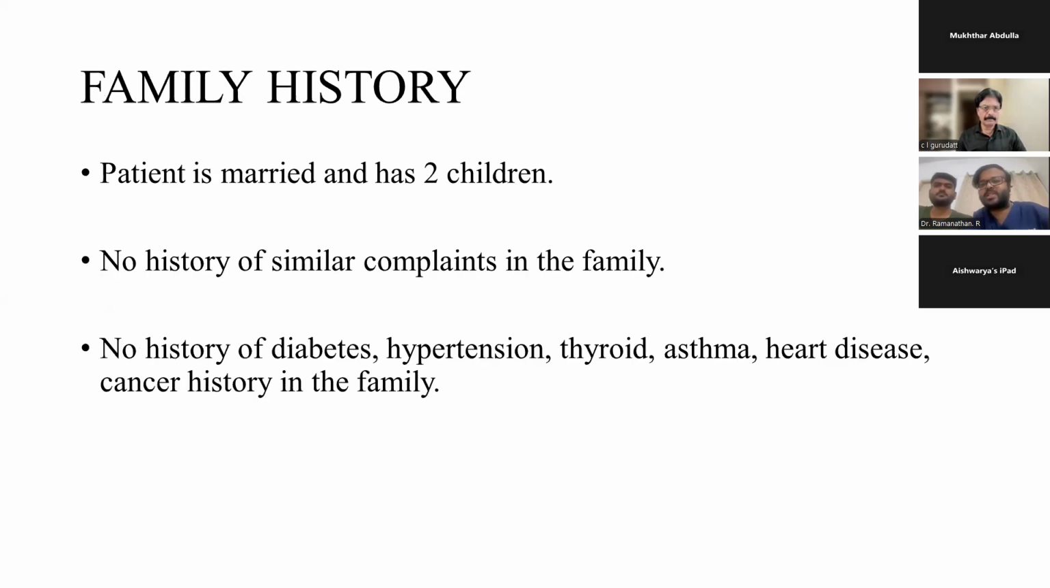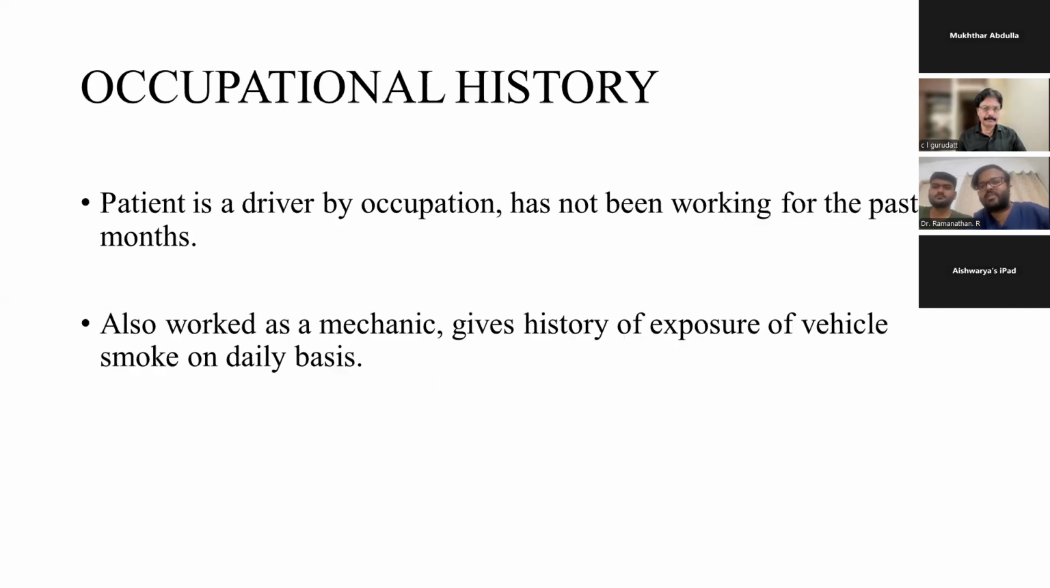Family history: patient is married and has 2 children. No history of similar complaints in the family. No history of diabetes, hypertension, thyroid, asthma, or heart disease or cancer in the family. Occupational history: he is a driver by occupation. He has not been working for the past 2 months because of his illness. He also works as a mechanic and gives history of exposure to vehicle smoke on a daily basis.